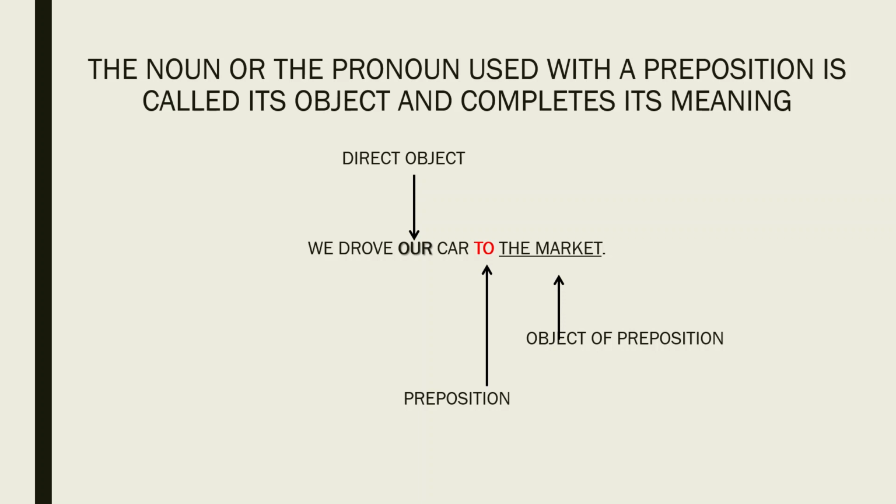We drove our car to the market. Our is the direct object. Alright? Then comes the preposition to the market. So where did we go? We went to the market. So the market is the object of the preposition. Alright? It is completing the meaning of the sentence. We drove our car. So where did we drive our car? We drove our car to the market. It completes the meaning of our sentence. It completes the use and meaning of this preposition.